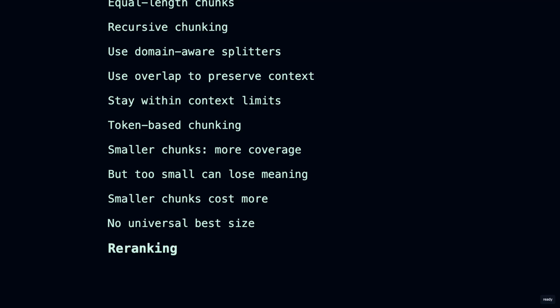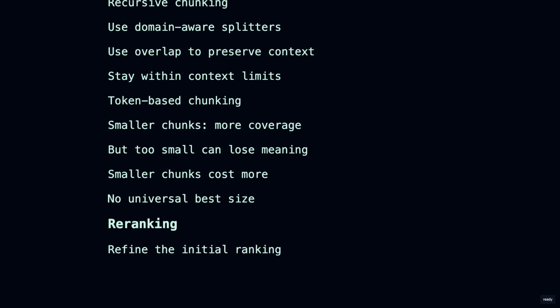Next is re-ranking. This is where you take an initial set of retrieved candidates and refine their order to better match the task. Re-ranking is useful when you need to narrow the set of documents before sending them to the model. It helps you keep the best evidence while staying within token limits.